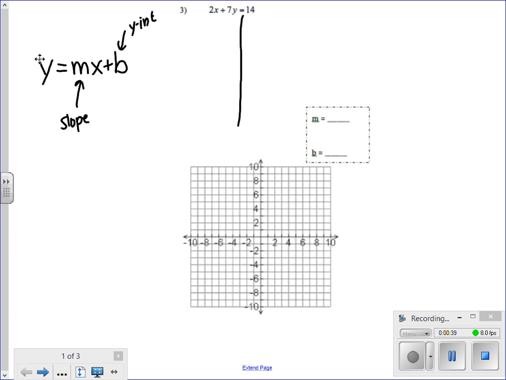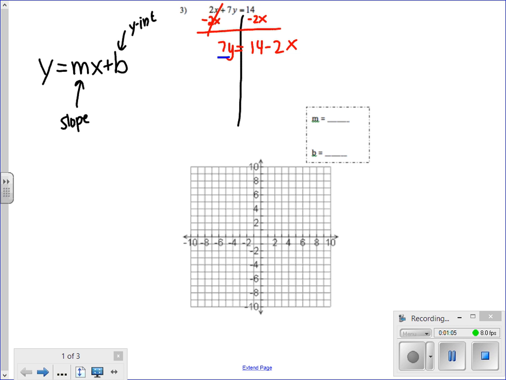So what I'm going to do is draw my line down under the equals to keep organized. And I'm going to move the term with the x first so that I get y all alone on the left. When I subtract 2x, I end up being left with 7y equals 14 minus 2x. Now I'm one step closer to getting y by itself.